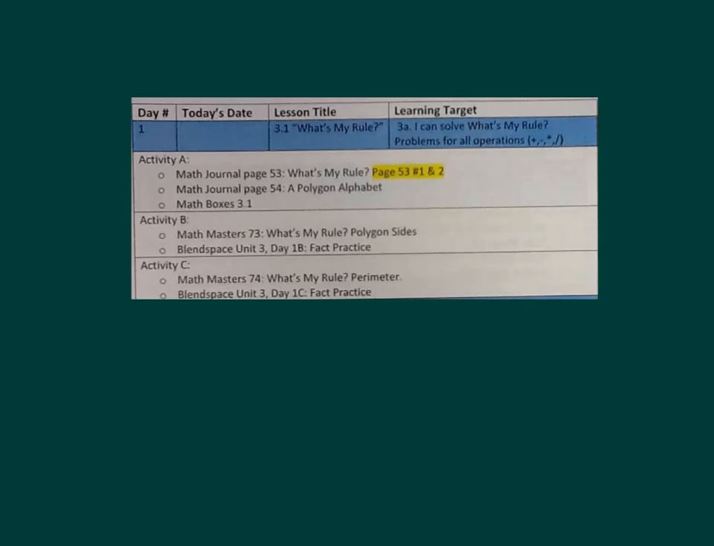So here's the plan for today. Complete Math Journal page 53, What's My Rule? Your teacher is checking number 1 and 2. Then do Math Journal page 54, a Polygon Alphabet, and then MathBox 3.1. If you complete that, then you may go on to activities B and C, the Math Masters, and then onto the Chromebook.